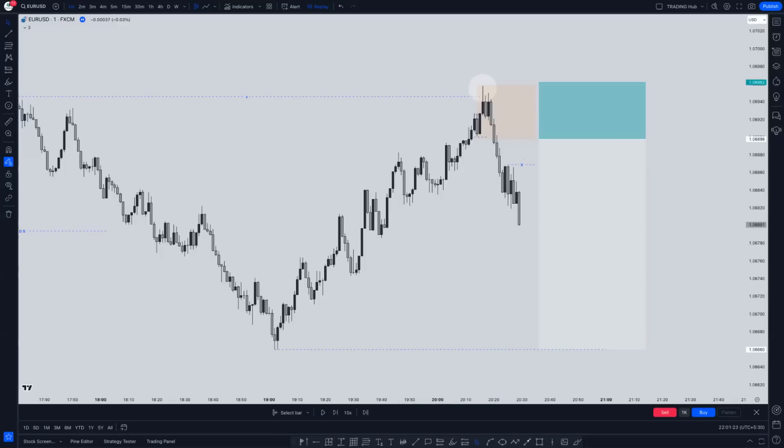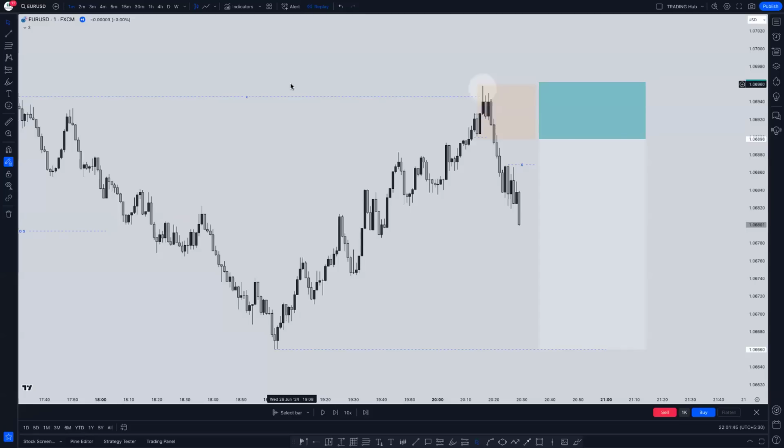Okay, so good setup, but not high probability. Okay, why is it not high probability? Yes, because after taking out the inducement. Yes, X is not inducement but CHoCH. Why this one? Because the higher time frame inducement is taken out.